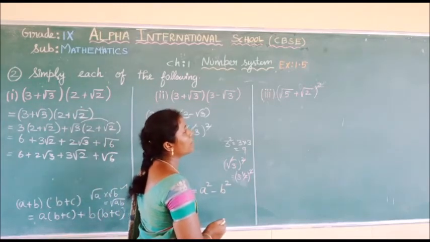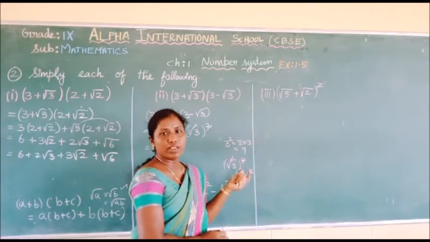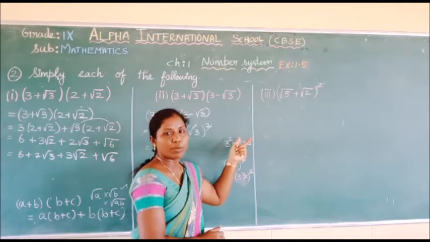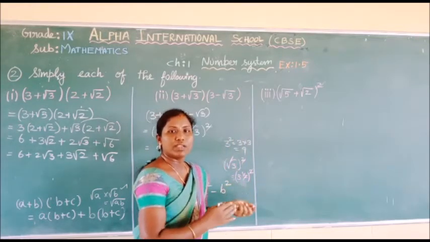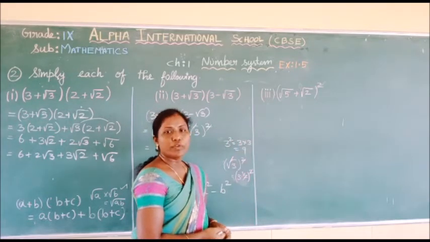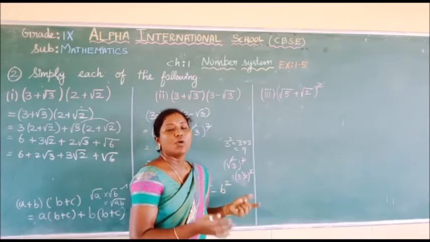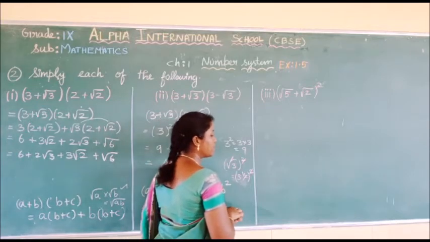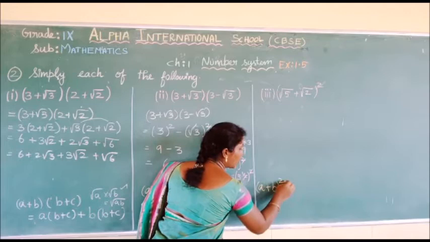Root 5 plus root 2 the whole square. Actually here they have given it in the form of a square function, a plus b whole square. Now you remember the identity: by seeing the question itself we have to compare with the algebraic identity we can use to solve. See the question, root 5 plus root 2 the whole square. What is the way to solve or expand this? Only using an algebraic identity. What is the formula? a plus b the whole square. We can expand this using the formula a plus b the whole square.